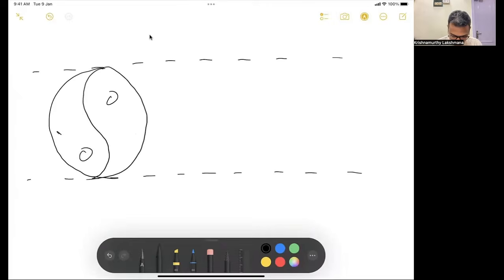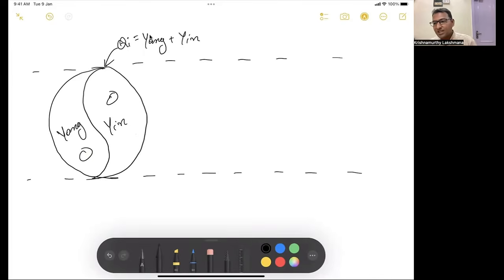So this is, let's say, yang, and this is yin, and both yin plus yang put together is qi, which is equal to yang plus yin. Okay. So many of you, at least those who have completed your second semester, would have heard about the different patterns, which you call qi deficiency, right? So what is qi deficiency?